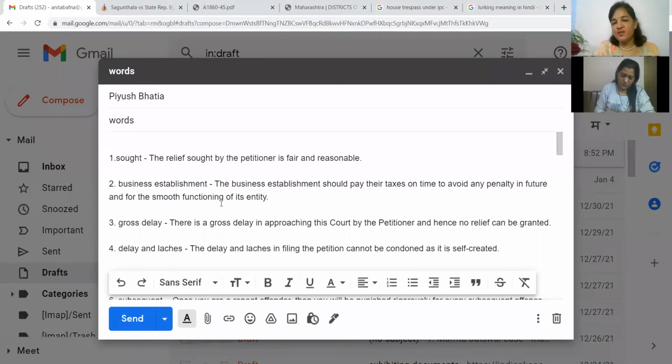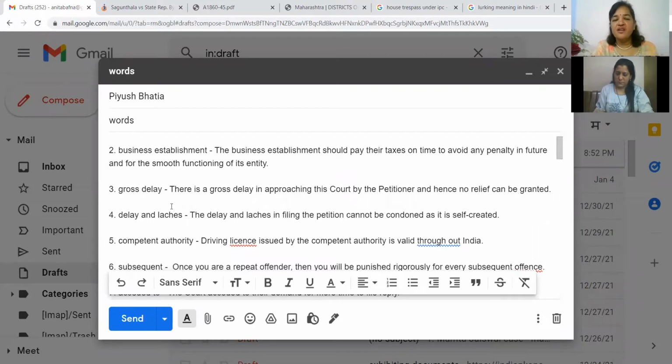Business establishment. We always write it's a company and so many things. The business establishment should pay their taxes on time to avoid any penalty. This is our flowery language. To avoid any penalty in future and for the smooth functioning of its entirety. Gross delay. Gross delay is a very common word. Yesterday we read inordinate delay. There is a gross delay in approaching this court by the petitioner, hence no relief can be granted.